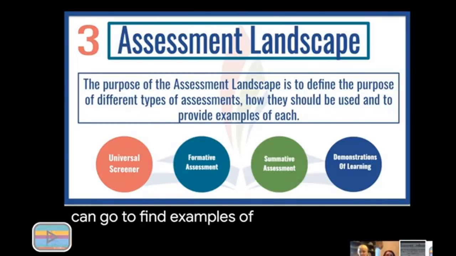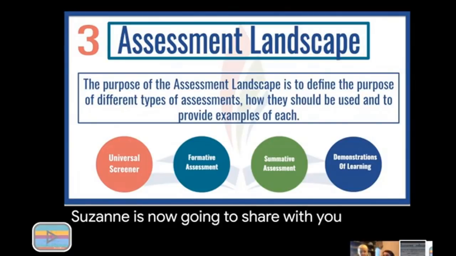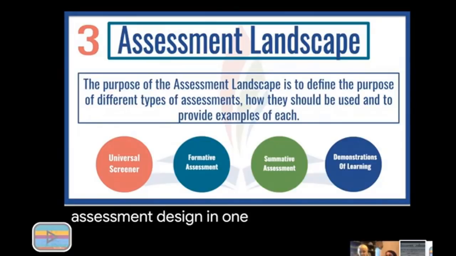So Dr. Coleman, I'm really trying not to give the answers to the questions at the end, but Susanne is now going to share with you the assessment design in one of our Unit 0 in ELA Middle School.